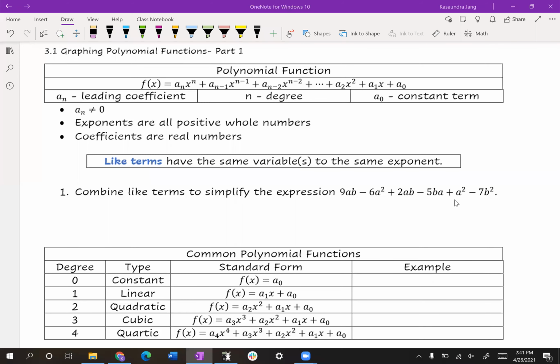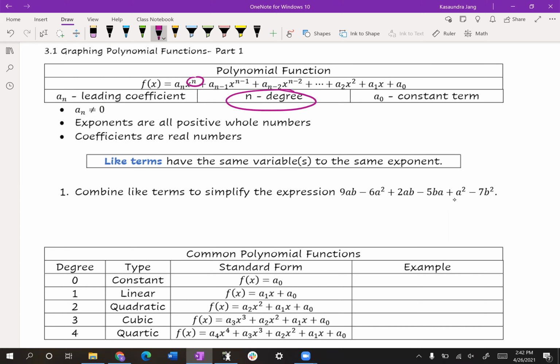All right, guys, so let's take a look at 3.1 part 1. This is polynomial functions. So we're going to talk about some key parts of your polynomial functions. Your a_n is this leading coefficient, and it cannot be 0. Leading as in it's on your highest exponent. So n is your degree. This is your highest exponent.